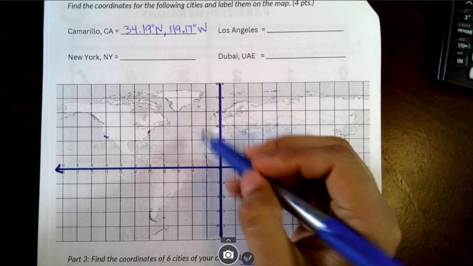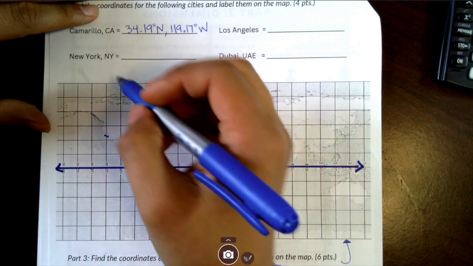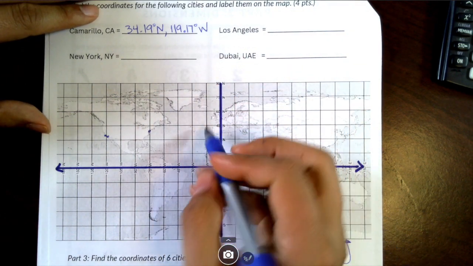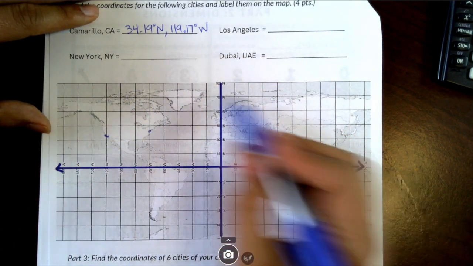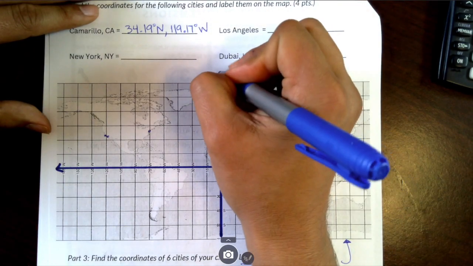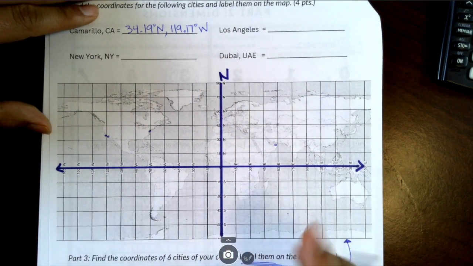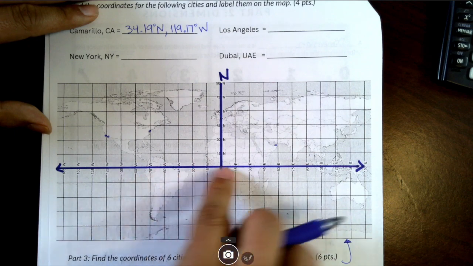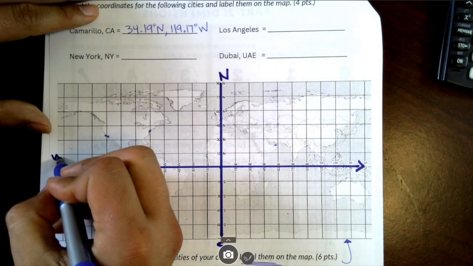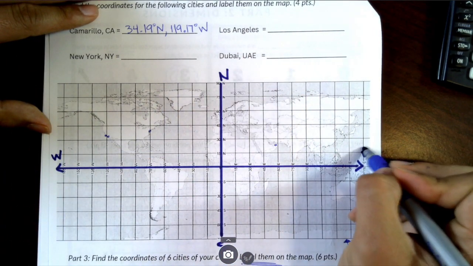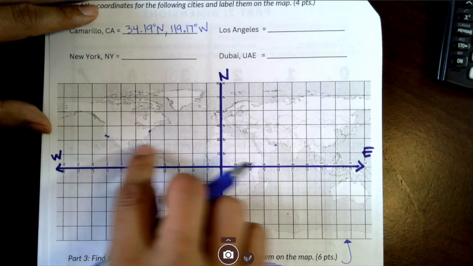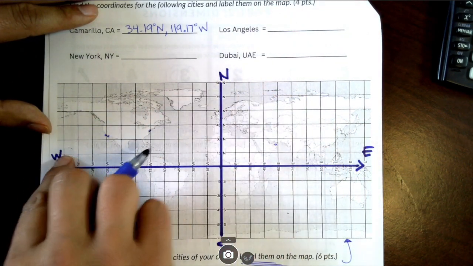So notice back on the map, anything on this side is north. Anything on this side is south. And then anything on this half is on the west, and anything on this side is east. So since these dots are on this side, they're going to be both north and west.